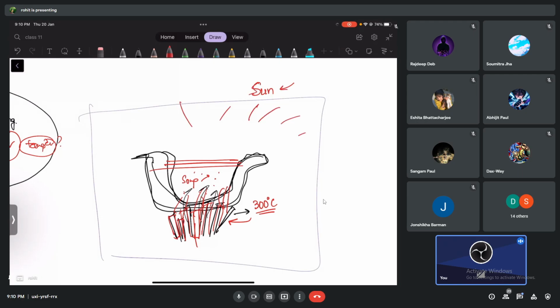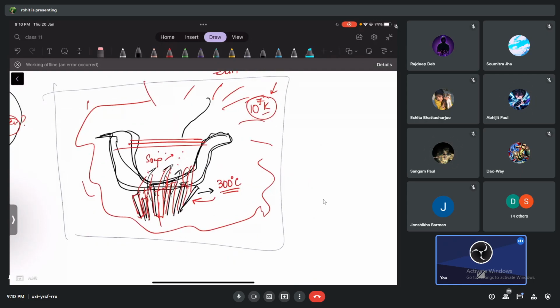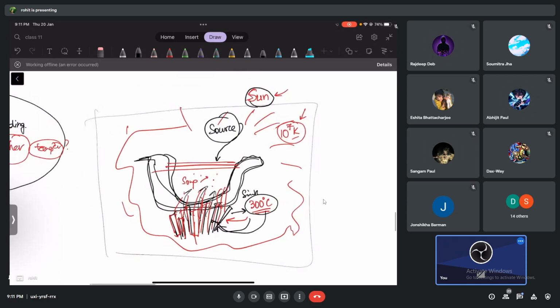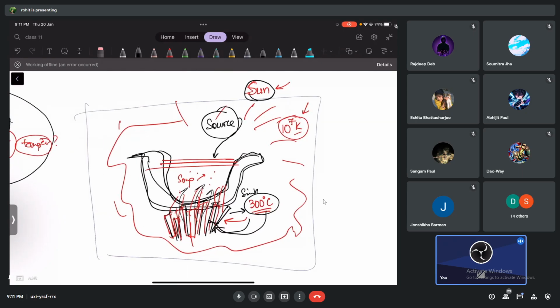Is the temperature the same, or very high? Very high, 10 to the power 7 Kelvin, I think it's around this much. So your surrounding is very hot. Tell me, will the soup boil or not? Yes, but automatically your sun will become the source of heat, and this will become your sink, because it is at lower temperature. You understand the idea, I think. So you're always going to have a certain sink.